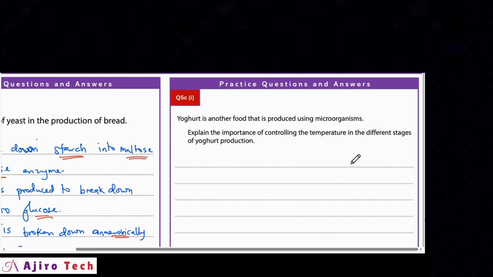And the reason why you have to cool before you add your culture is to make sure that the temperature of the milk won't kill the culture that you want to add. What is this culture that you want to add? It actually ferments the milk to become yogurt. They normally call that culture starter.